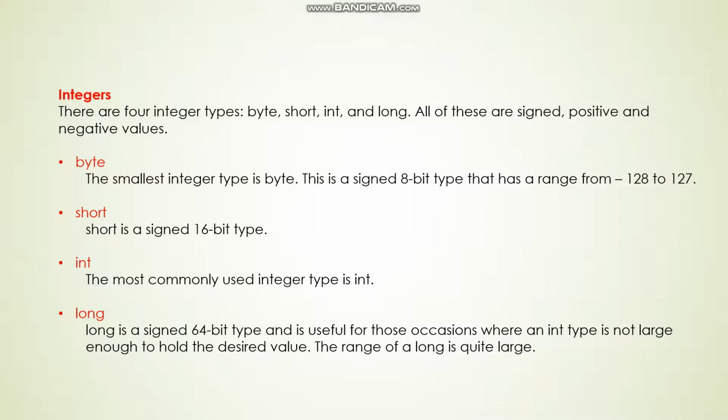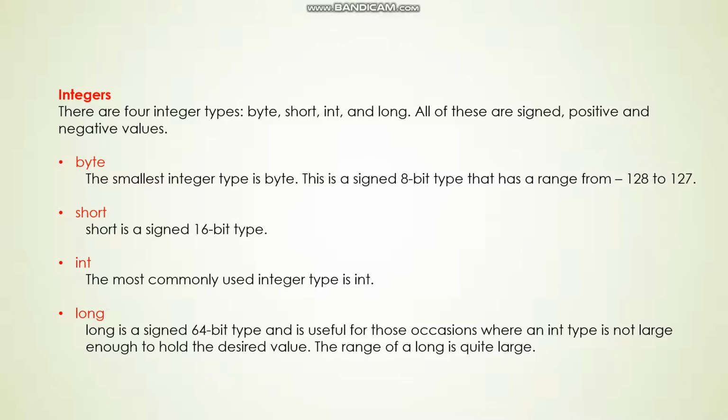Int, the most commonly used integer type is int. It is very important. Variables of type int are commonly employed to control loops and array indexes. Int is very important for going through many things. When we do the program, we will see each one of them.